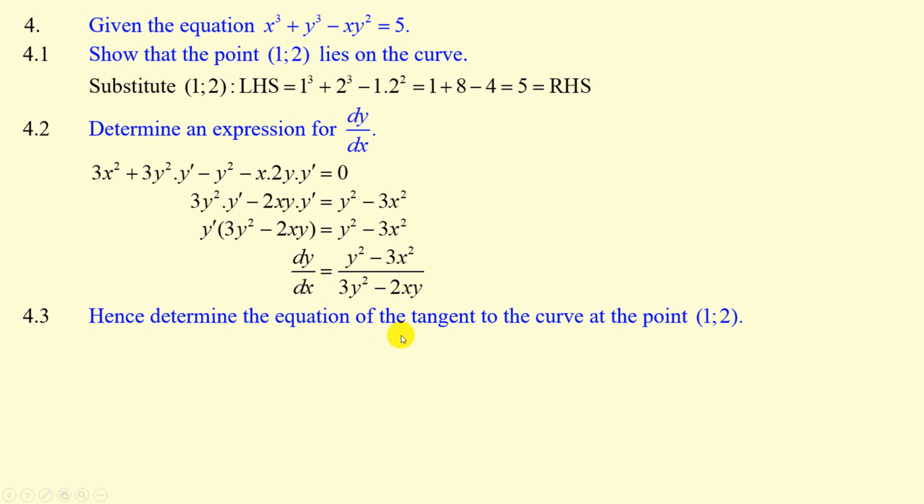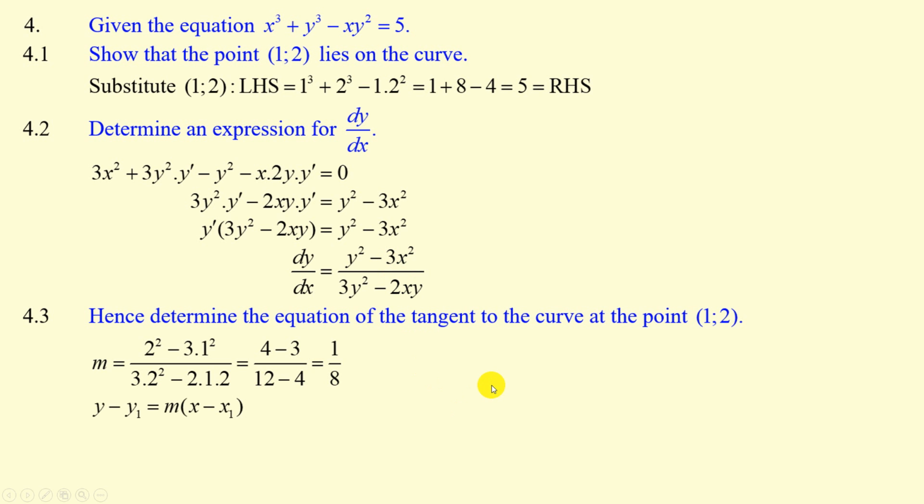Hence determine the equation of the tangent to the curve at the point (1, 2). Well, all we have to do is find the gradient. There it is. Now we use y minus y1 equals m, x minus x1. And there are the x and y values. There's the x, there's the y, so that's 1, that's 2, and we substitute the 1/8. And there's our equation.